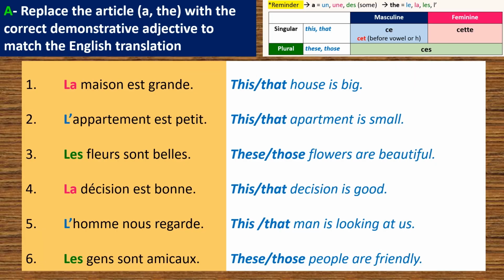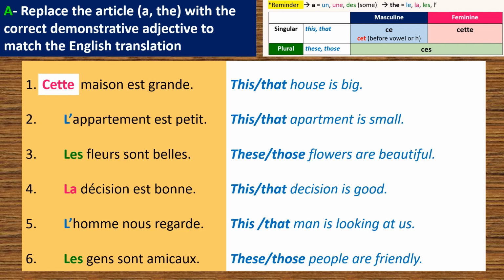Let's practice. Your task is to replace the article in the French sentences with the correct demonstrative adjective so that it matches the translation in English. So let's do number one together. We've got la maison est grande, the house is big. I need you to translate this or that house is big. So la maison is obviously feminine, so this house or that house is big is going to be cette maison est grande.